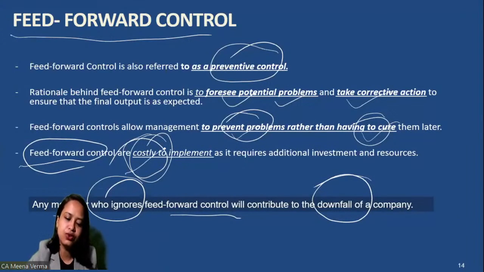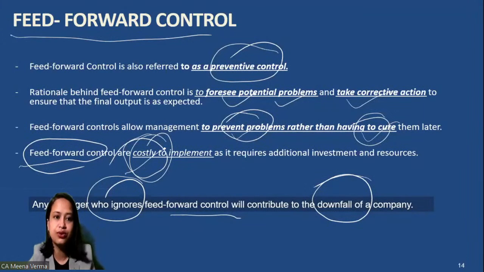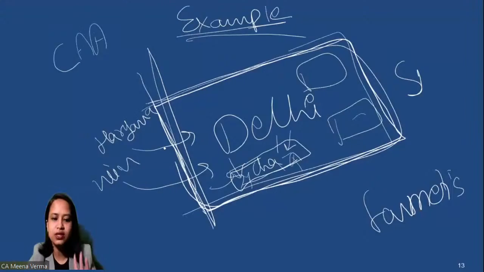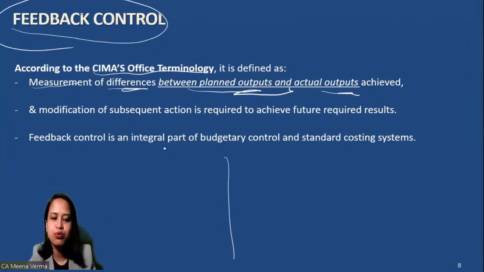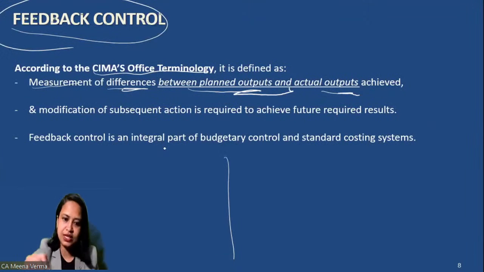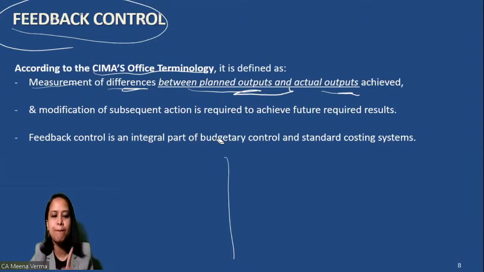And the second point, you can write that it is a costly method to implement, है ना? I hope you understand feed forward control, and I hope you understand why we need to understand feed forward control first, because it arises first in the organization. Now let us understand feedback control.